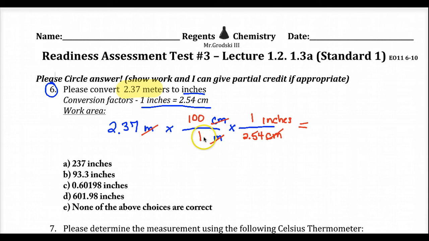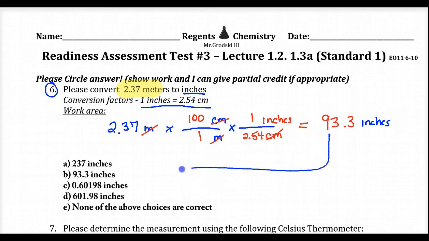Now you don't have to divide by 1 or times by 1, but it's there. 2.37 times 100, divide by 1 would be the same answer, times 1, same answer, divide by 2.54. And you should get 93.307, whoa, round to 93.3, and of course the unit left standing in all of this is inches. And of course, that is choice B.